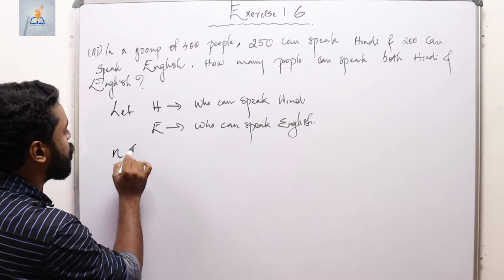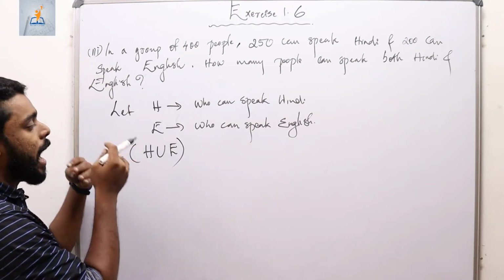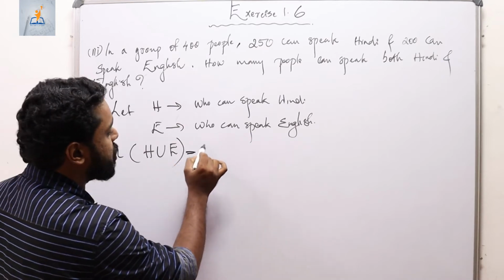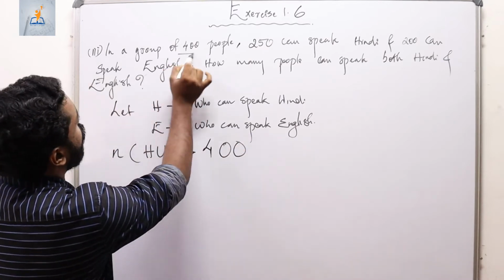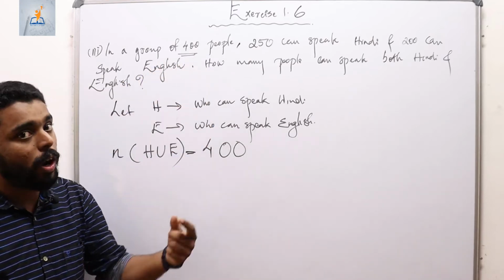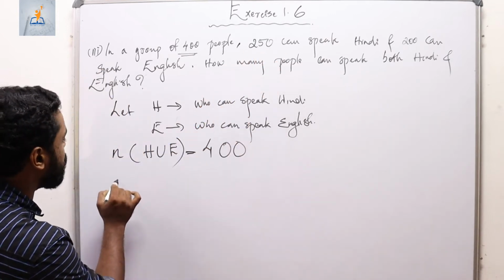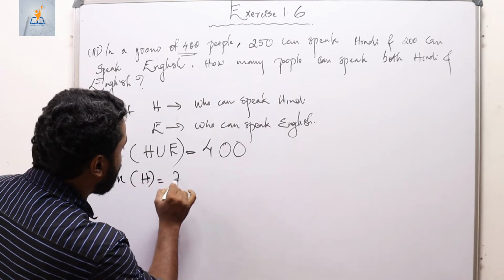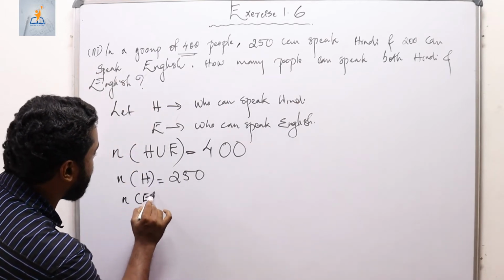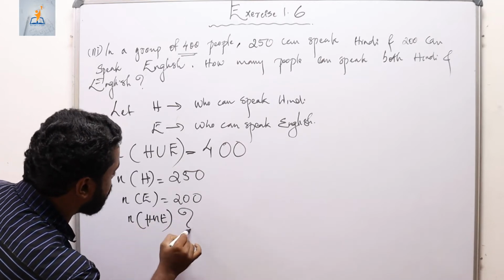Now by the given condition, n of H union E, that means the set of all people who can speak either Hindi or English, the number of such people will be definitely 400, because each of the 400 people should speak at least one of the languages in order to communicate. Now 250 can speak Hindi, which means that n of H will be 250. Now the next one, 200 can speak English, which means that n of E will be 200. We have to find n of H intersection E, isn't it?